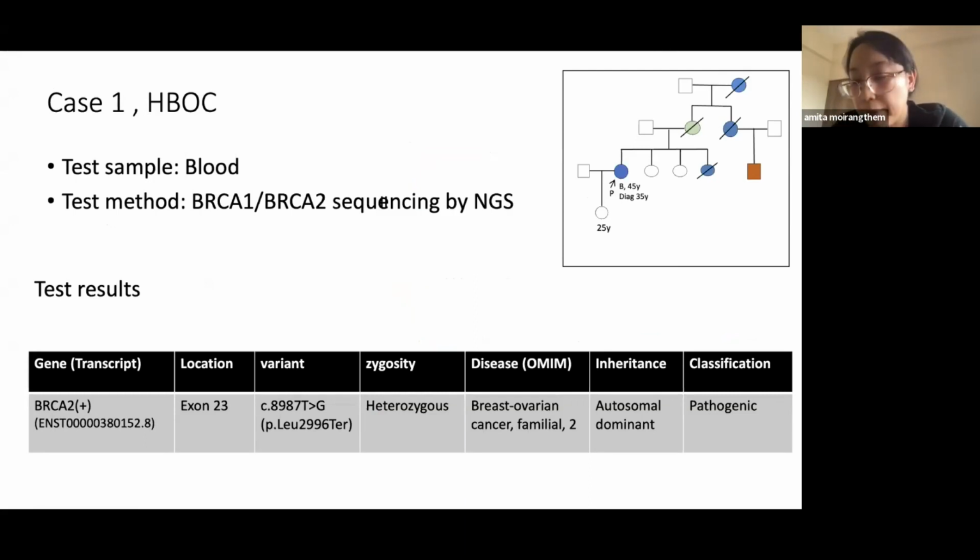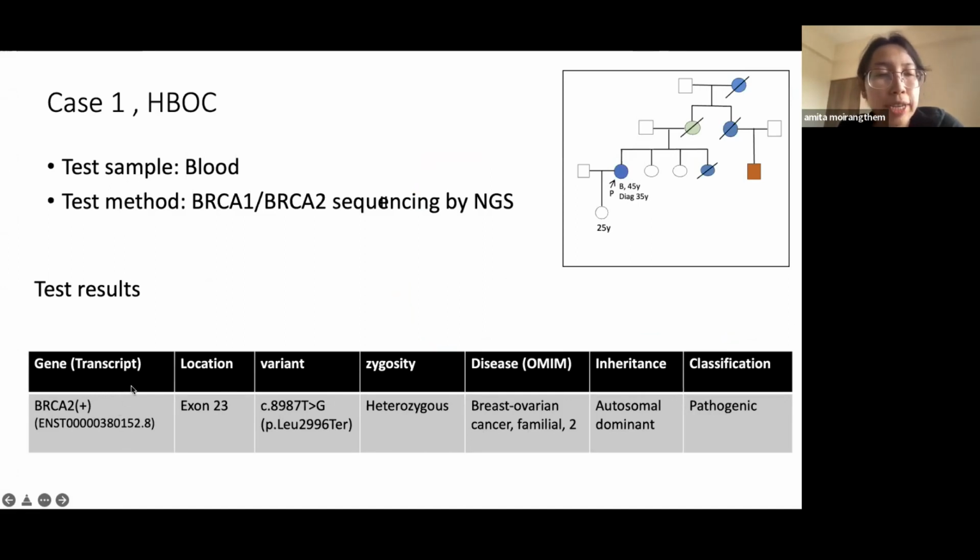So coming back to the first case here, sorry. Once we have decided that we are testing this individual, Mrs. B, for germline testing, then we have chosen BRCA1 and BRCA2 sequencing by NGS. So they have come with this result. Many of us must be familiar with this kind of result here.